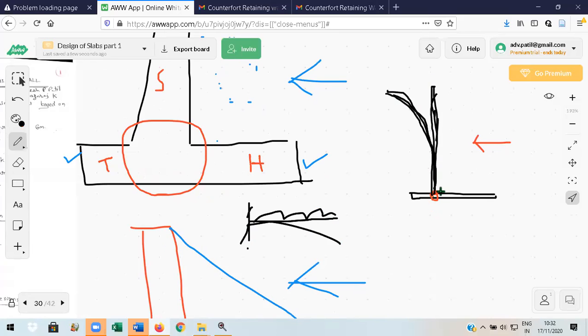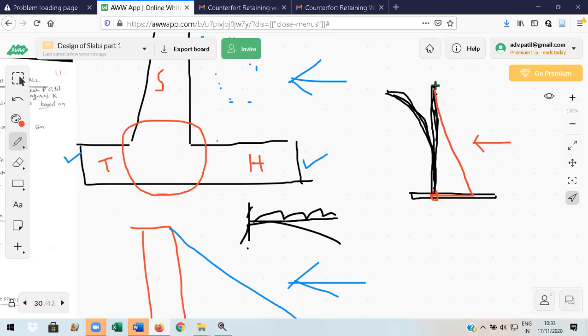It is a vertical cantilever slab subjected to horizontal force. It bends like this. The only thing is that you have to find out that a triangular load will be there. This load will not be a UDL like this. It will be a triangular load, because earth pressure depends upon the depth. As the depth increases, the earth pressure is also increasing.